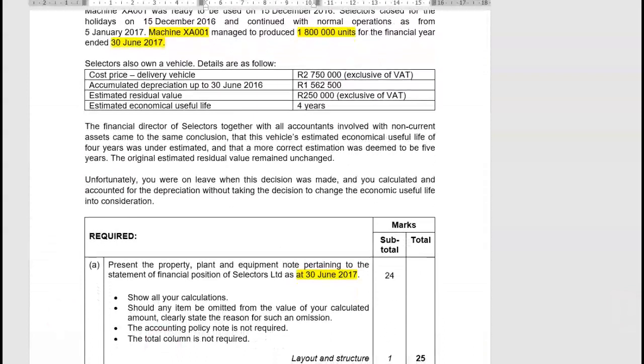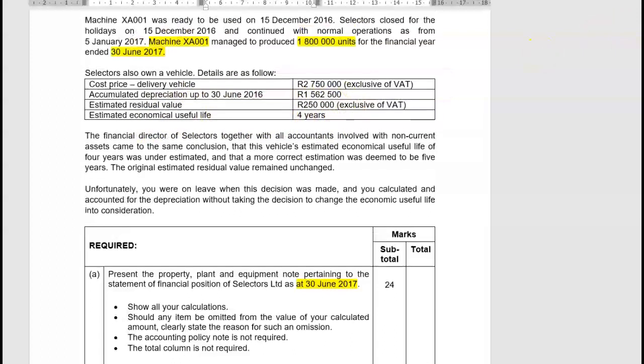Selectors only have one vehicle. The details are as follows. The cost price of the delivery vehicle was 275,000 exclusive of VAT. Accumulated depreciation up to 30 June was 1,562,500. Our estimated residual value is 250,000 and our estimated economic lifetime is 4 years.